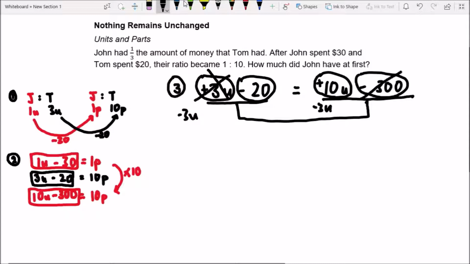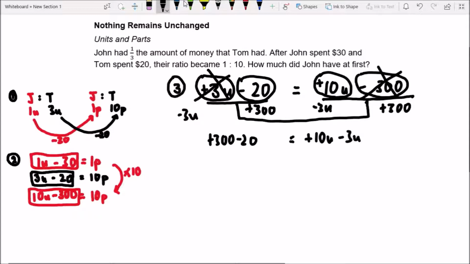How do we remove negative 300? Easy. We simply add 300 to make it 0. But now the right side is heavier. So to balance the equation again, we need to add 300 to the left side as well. Now, we write down what we have as an equation. Plus 300 minus 20 equals plus 10 units minus 3 units.